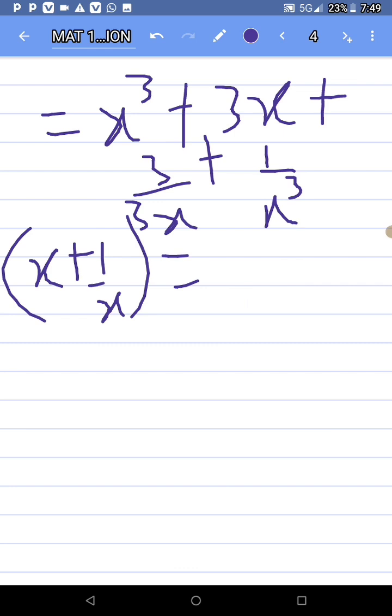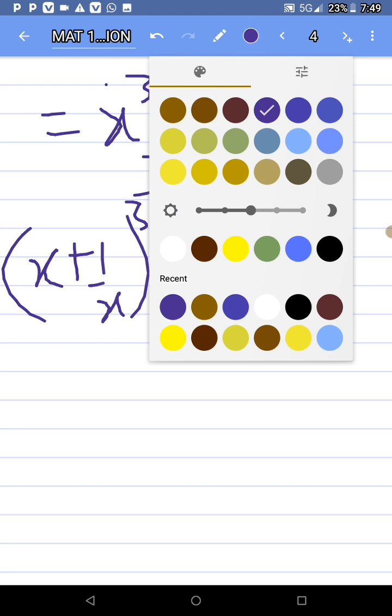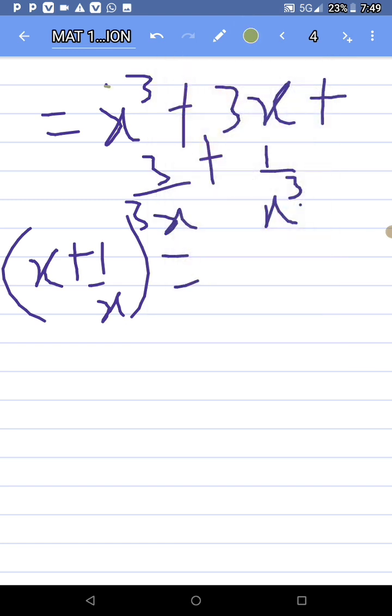So we want to collect like terms. I'm seeing x cubed plus 1 over this thing. Collecting like terms, this one will come and join to this. So that will be x raised to power 3 plus 1 over x raised to power 3. Join it together.